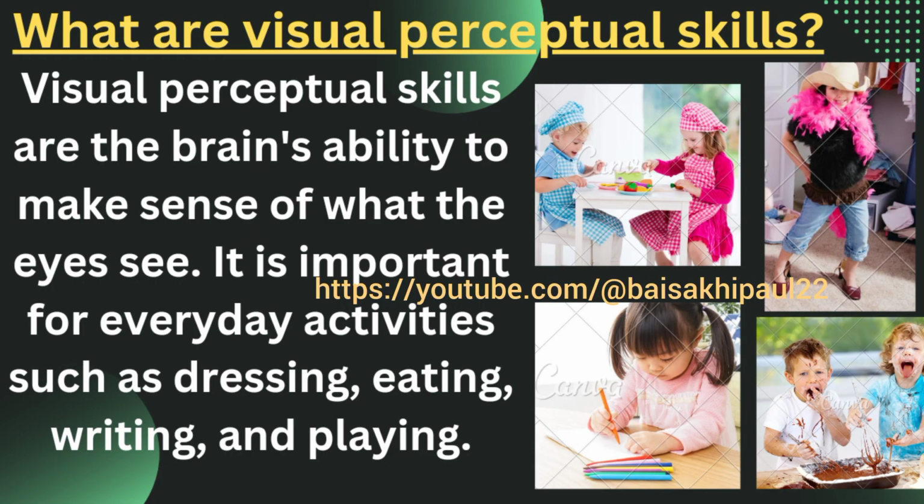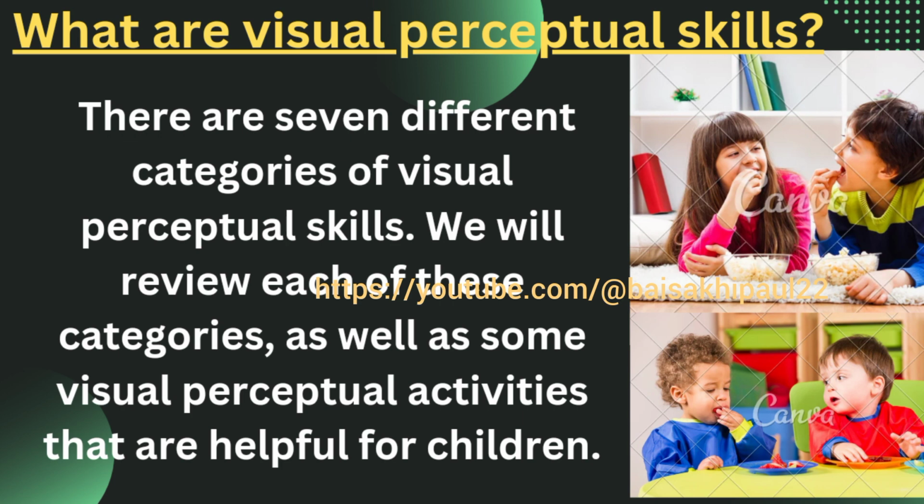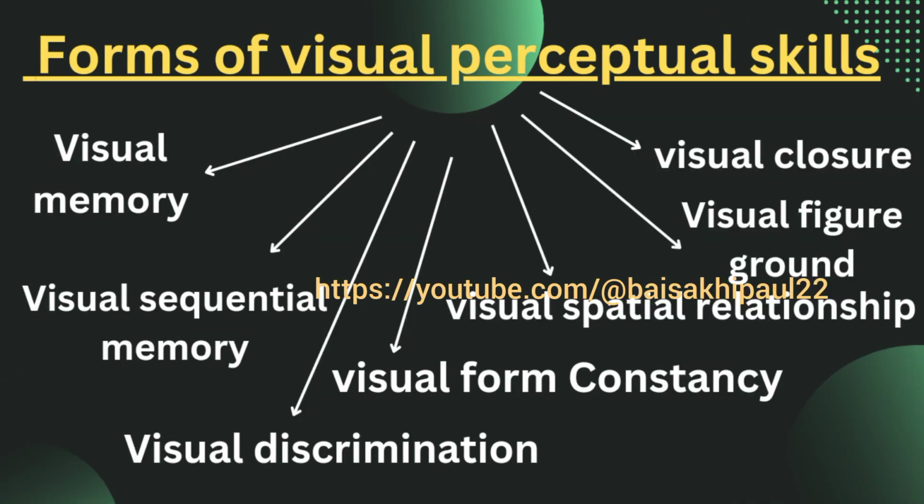Visual perceptual skills are the brain's ability to make sense of what the eyes see. It is important for everyday activities such as dressing, eating, writing, and playing. There are 7 different categories of visual perceptual skills. We will review each of these categories as well as some visual perceptual activities that are helpful for children.